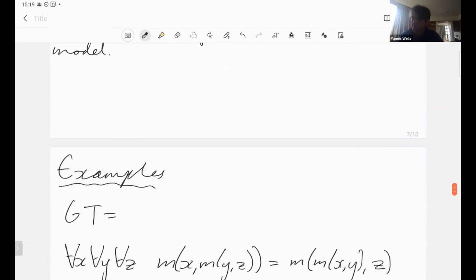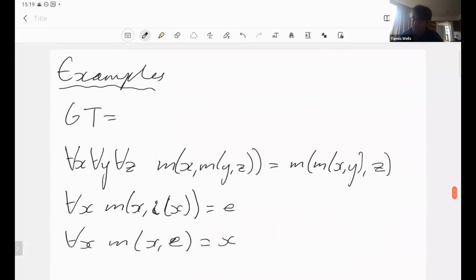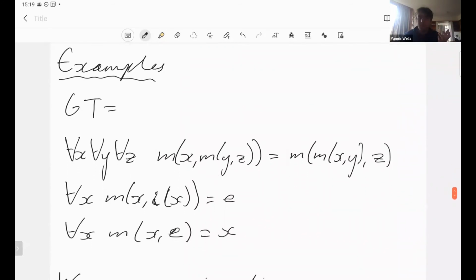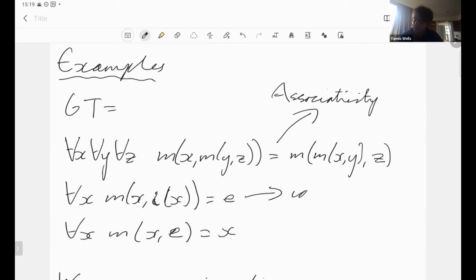So some examples, well, one example actually. Group theory is the collection of these three axioms. This first one is the associativity law. This is identity. And this is, sorry, that's inverse. And this is identity.